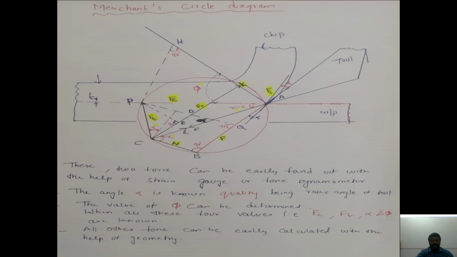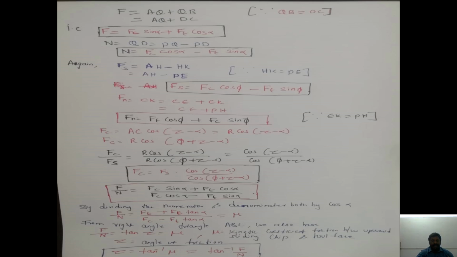So here Fs is R cos(φ plus τ minus α). When I take Fc by Fs, it is R cos(τ minus α) by R cos(φ plus τ minus α). So R cancels here, giving cos(τ minus α) by cos(φ plus τ minus α). Substituting, Fc is equal to Fs into cos(τ minus α) by cos(φ plus τ minus α).